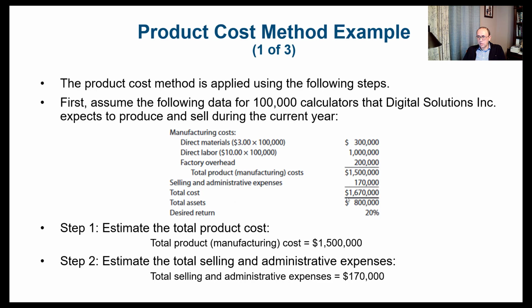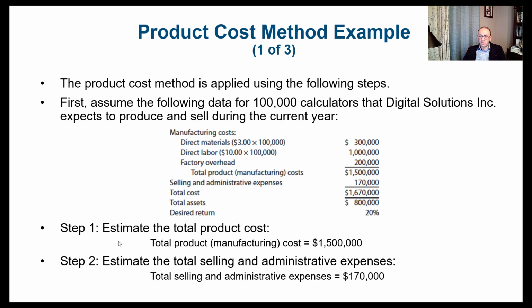That would make the total cost $1,670,000. The total assets in this investment or in this company is $800,000. The expected desired return of 20%. So 20% of the assets invested in the company.